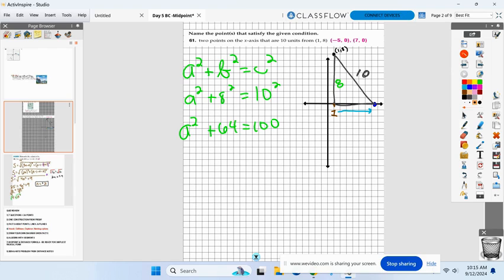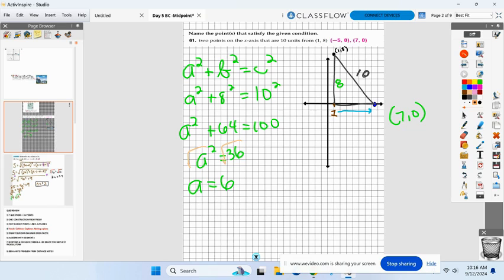You move the 64 over. I get A squared equals 36. And then what do you do from here? Square root. So take a look now at my triangle. That distance is 6. So I'm at 1 on the x-axis, and I have to go over 6 units if I want to be 10 units away from (1, 8). If I'm at 1 on the x-axis and I go 6 units to the right, where do you end up? 7, don't you? Everyone, you end up at 7, and that was one of the answers: (7, 0).